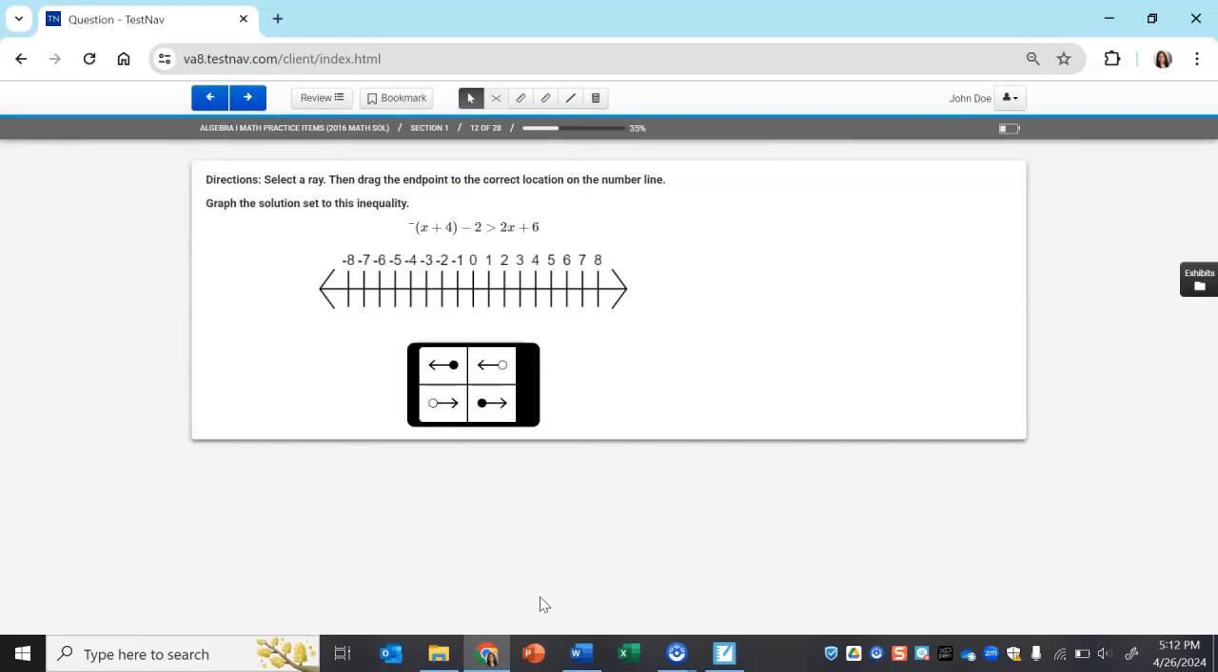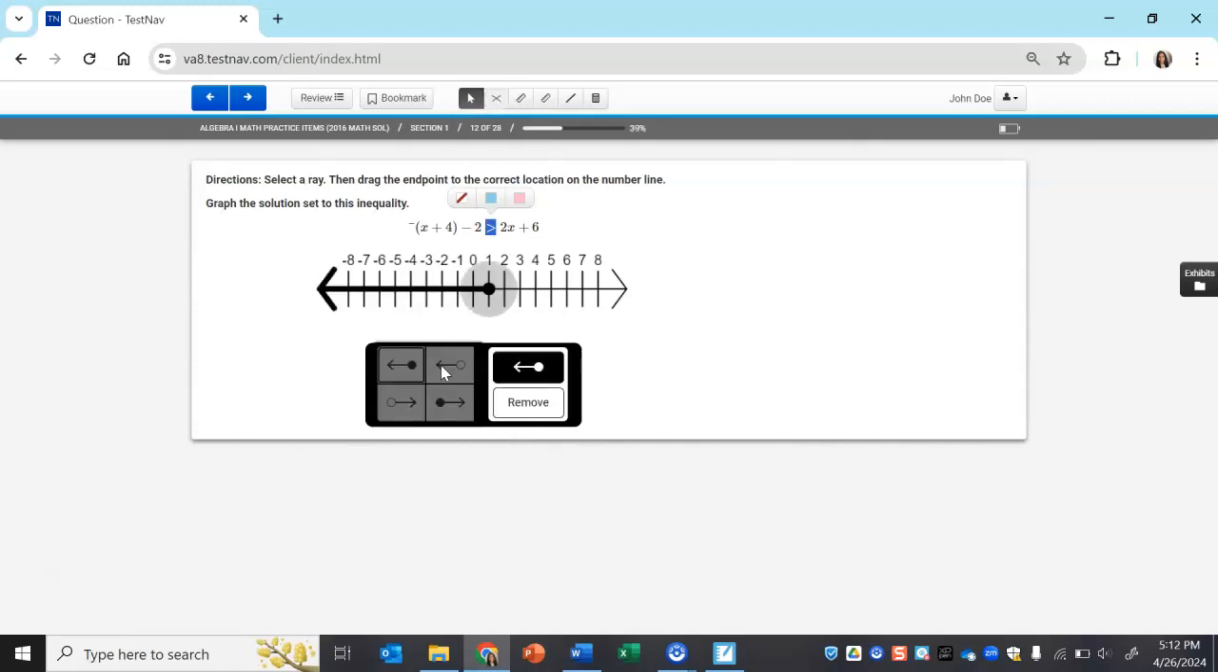Another inequality question. It says select a ray. A ray is a point with an arrow on one side. Then drag the endpoint, okay? So first of all, if I look ahead, I see that it's greater than. It doesn't have the equal to. Okay, hold on. I tried to be all fancy. I'm just going to start over, okay? I know it's not going to be the solid circles. It's going to be the open circles right here, not the closed ones.